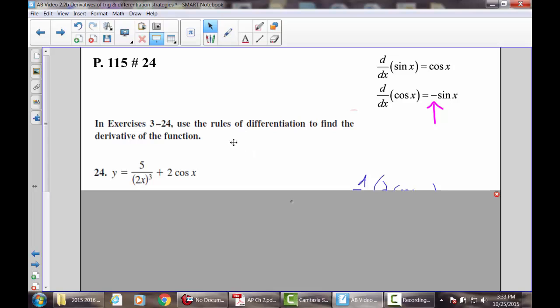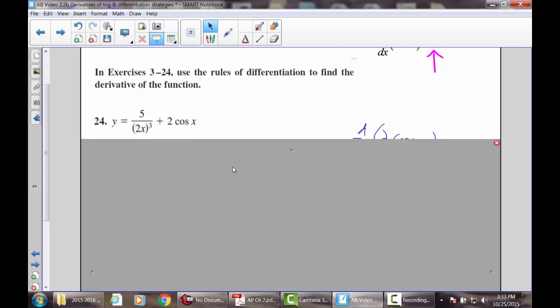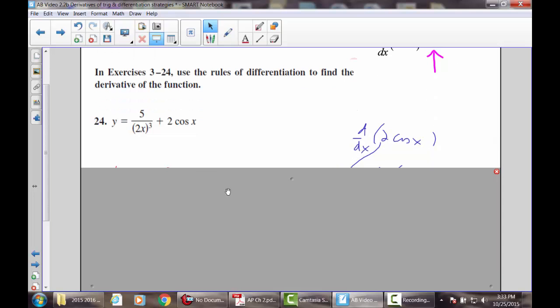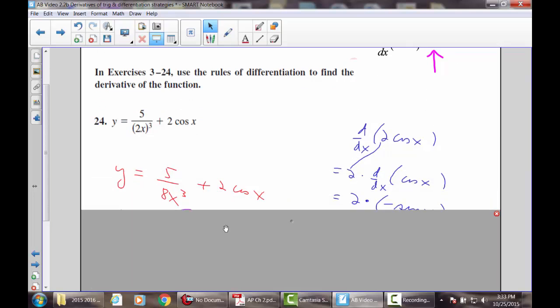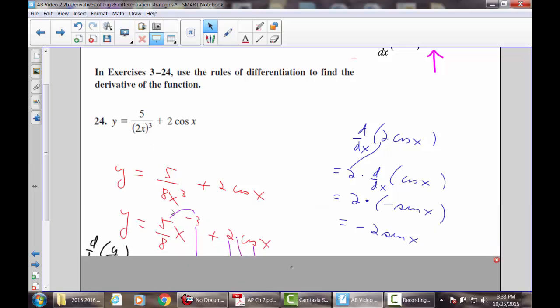So in numbers 3 through 24, it says use the rules of differentiation. In other words, you're not using a calculator and you're not using the limit definition, thank the Lord, to find the derivative of the function. So again, we always want to rewrite things before we start. I'm going to cube this 2x. I'm going to have to rewrite this as x to the power of negative 3.